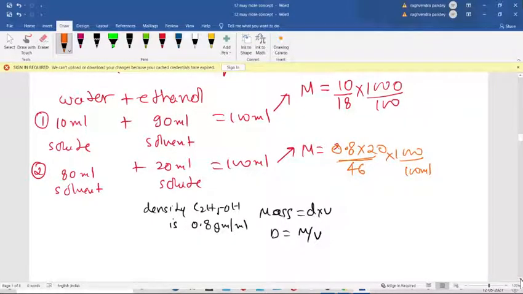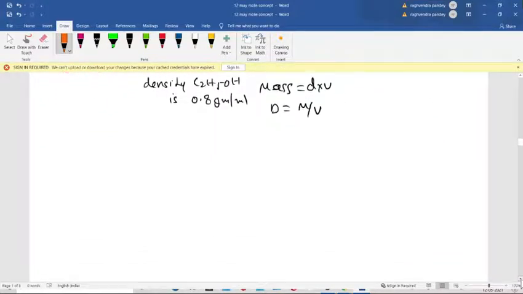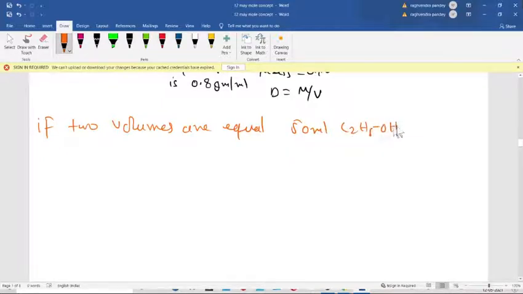So this is for liquid-liquid solutions. Now, if two volumes are equal, say 50 ml ethanol plus 50 ml water.